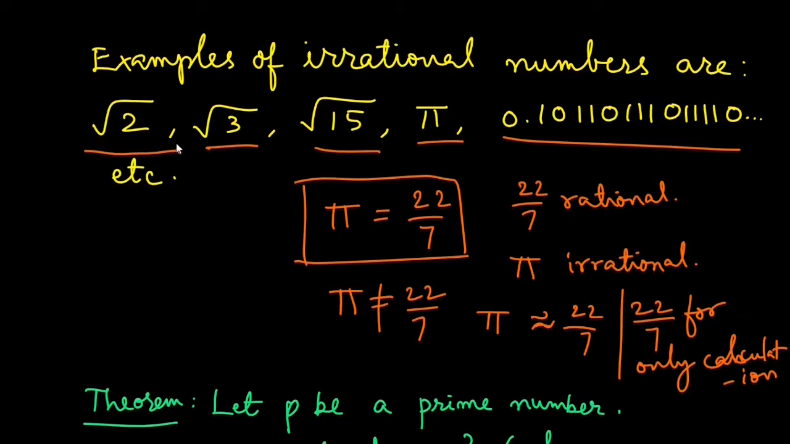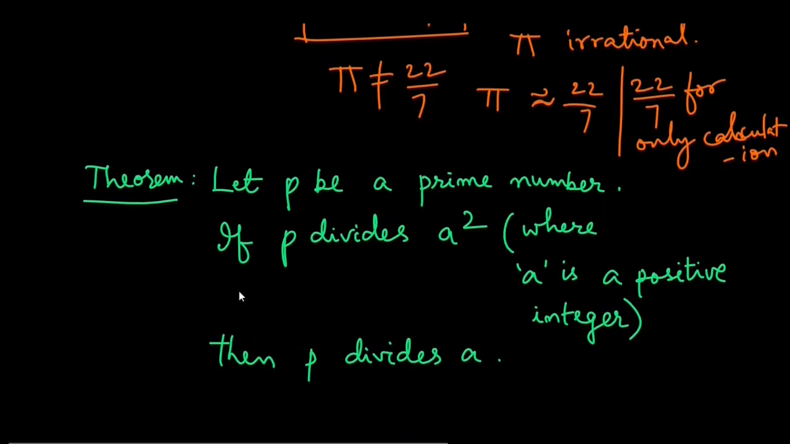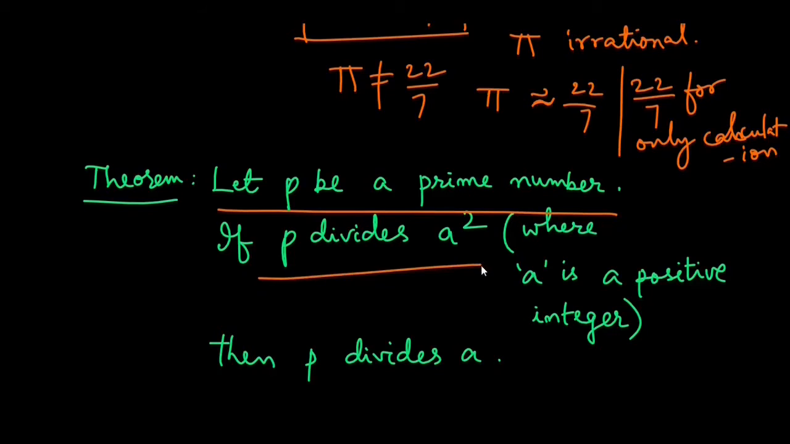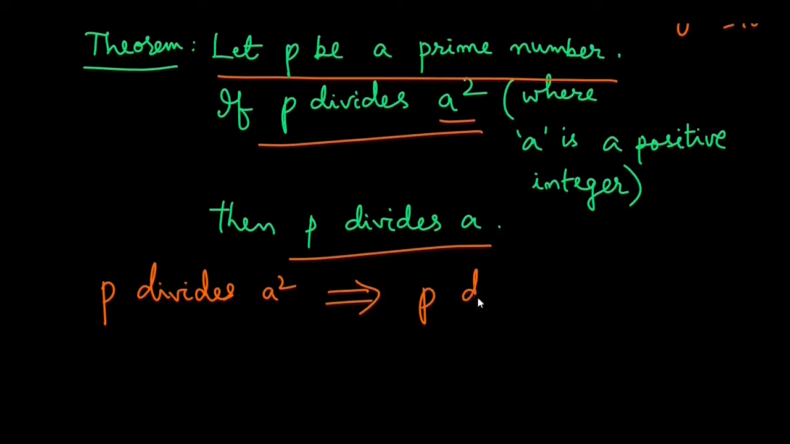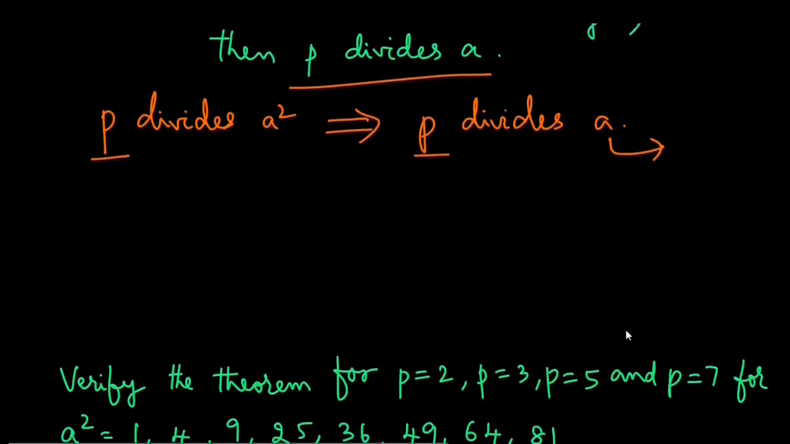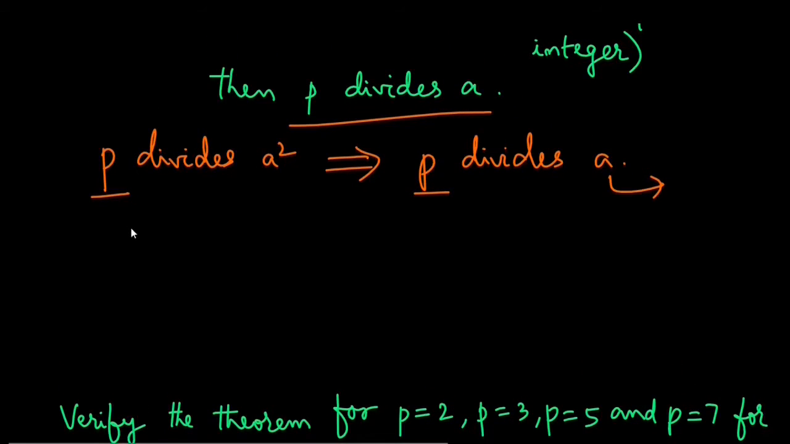To prove that root 2, root 3, root 15, etc. are irrational numbers, we need to prove first a theorem. Let us look at that theorem. The theorem is, let p be a prime number. If p divides a square, then p divides a. Here p should be a prime number. a is any positive integer. So let us take a as any positive integer.